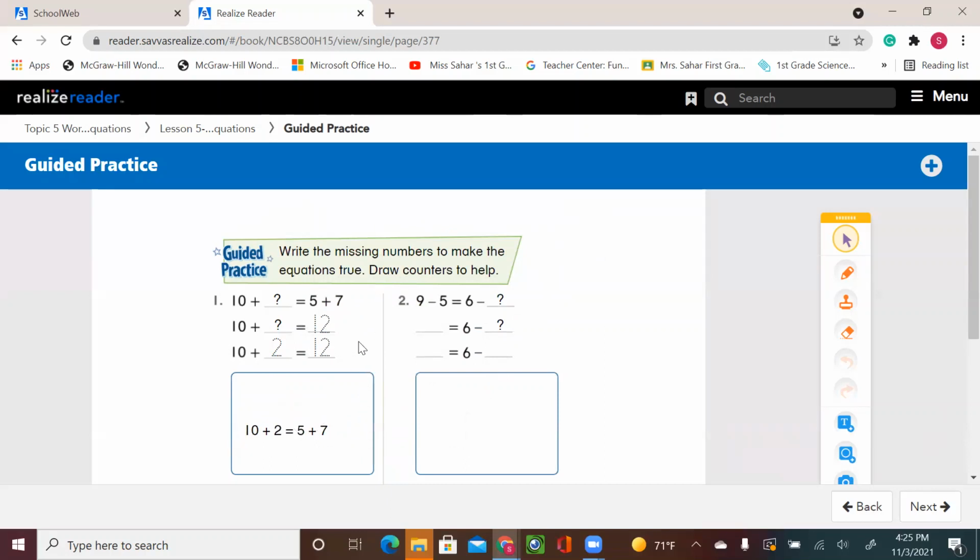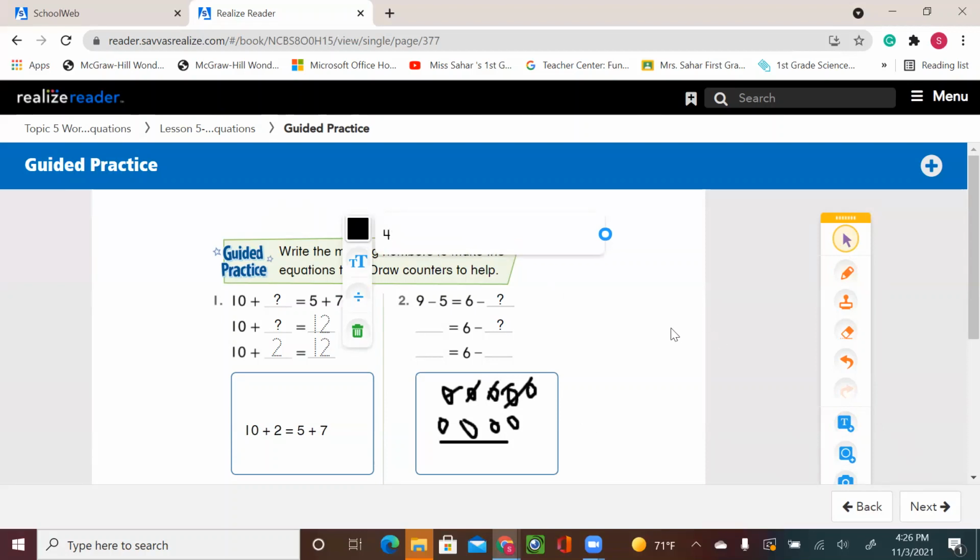All right, let's see number 2. 9 minus 5 equals 6 minus something. So first, I'm going to find the difference for 9 minus 5. If I have 9 counters, 1, 2, 3, 4, 5, 6, 7, 8, 9, and I take away 5, 1, 2, 3, 4, 5, that leaves me with 4. So 9 minus 5 equals 4.